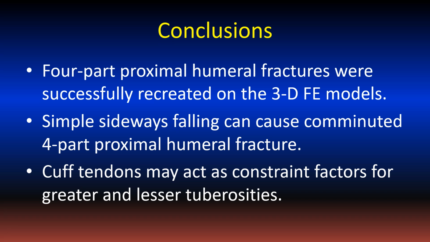In conclusion, four-part proximal humeral fractures were successfully recreated on the 3D FE models. Simple sideways falling can cause comminuted four-part proximal humeral fracture. Cuff tendons may act as constraint factors for greater and lesser tuberosities.